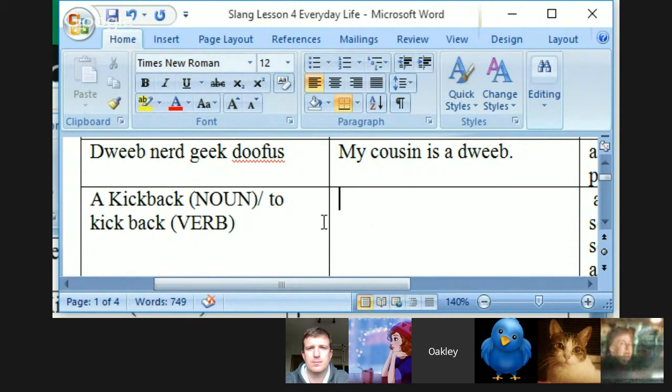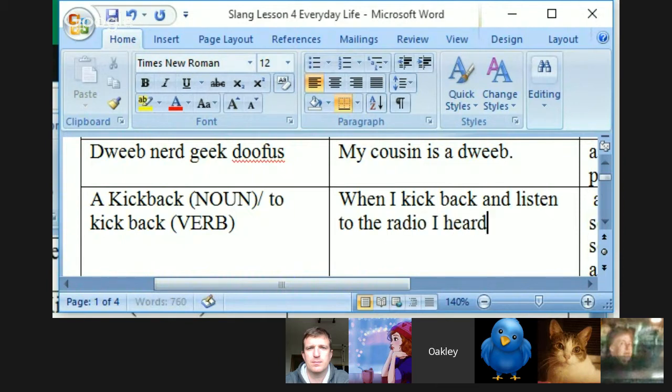Okay, you want to use either one in a sentence, the noun or the verb. When the politician, no. You can start over. When I kick back and relax and listen to the radio, I heard the news of the kickback. Okay, nice try.